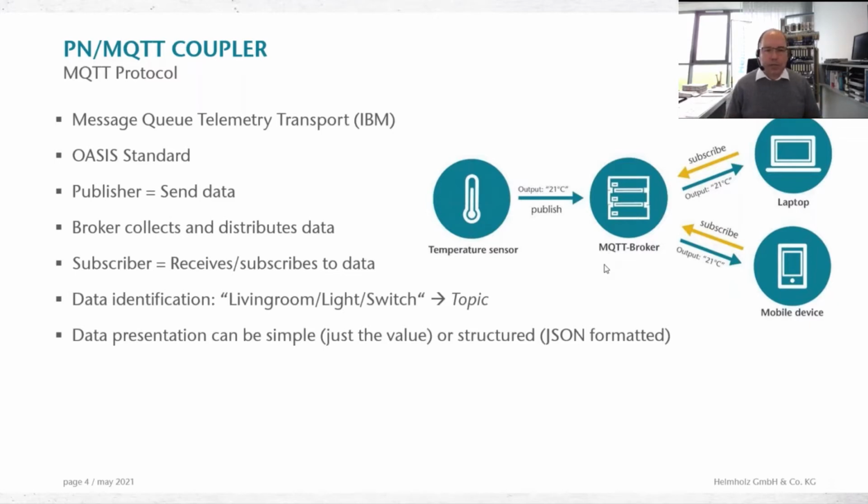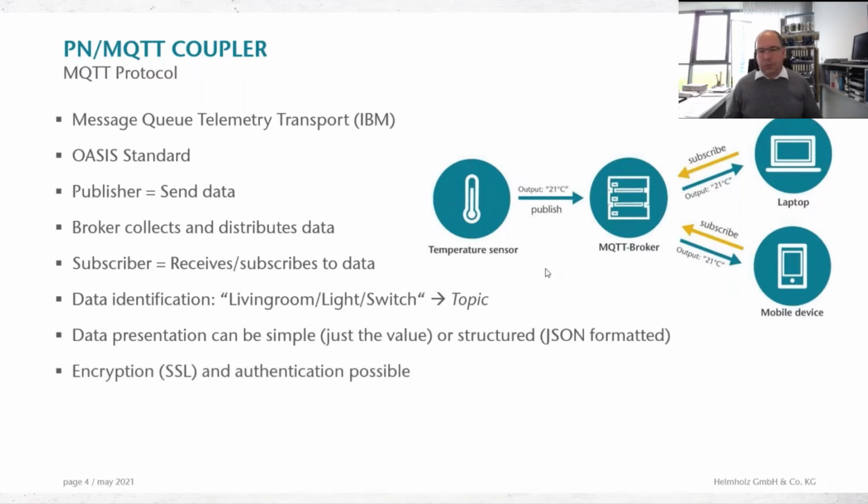You can have just simple data, just the value, like here on top, 21 degrees Celsius, or just 21 if you don't want to have the type of the value. But values can also be structured. If you have more complex values or more values from one sensor, MQTT normally uses a JSON format. So these are two possibilities: to have a value just as the value, also sent like a string, or to have it structured in a JSON format.